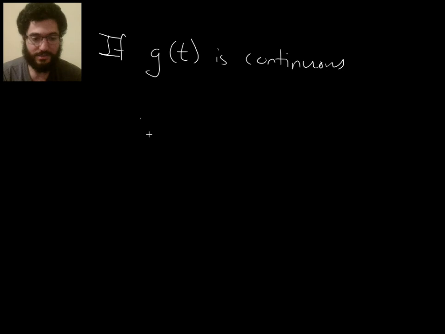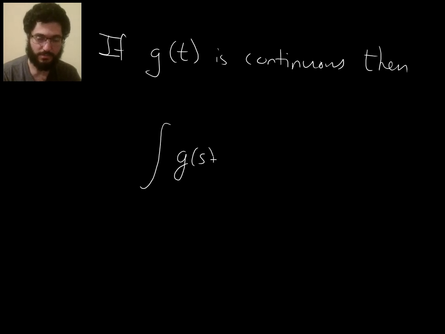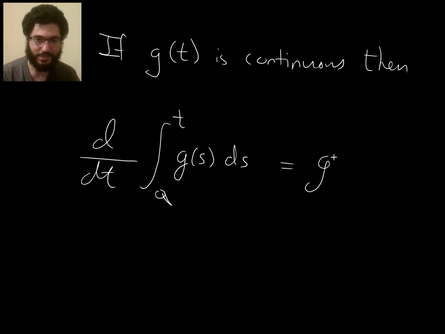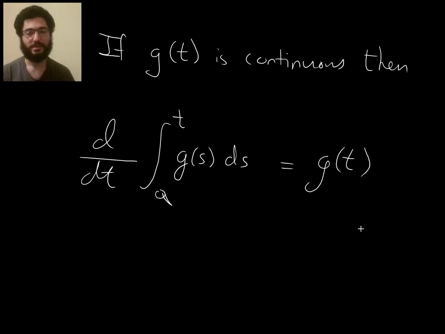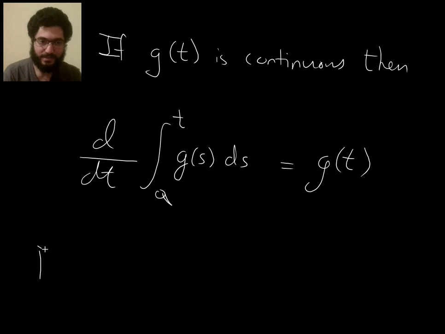One way to think about it is when you're graphing the function, the graph doesn't have random breaks and jumps in it. If g of t is continuous, then if you were to integrate g from, say, 0, or from any number, let's say a, to t, then you would get a certain function of t whose derivative with respect to t is g of t. That is the fundamental theorem of calculus.